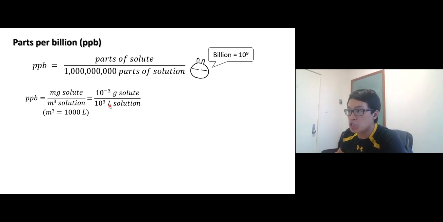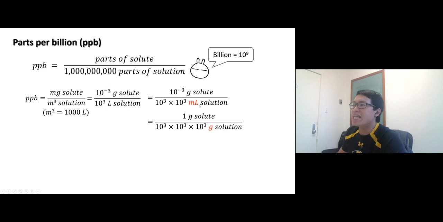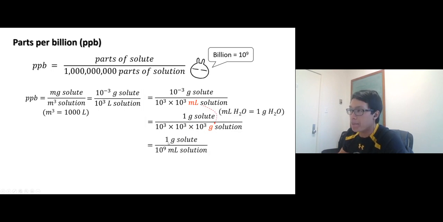I'm going to convert liter to milliliter. So 1 liter is 1,000, 10 to the third, milliliter. And I'm going to convert milliliter to grams because the density of water is still the same. This is a very dilute solution, so solution and water have the same property, right? So I can convert milliliter of water to grams of water, basically. Now flip 10 to the negative third to the bottom. So basically, I have 10 to the 9th at the bottom, and that is parts per billion. This is ppb.